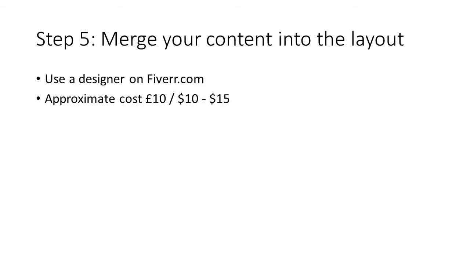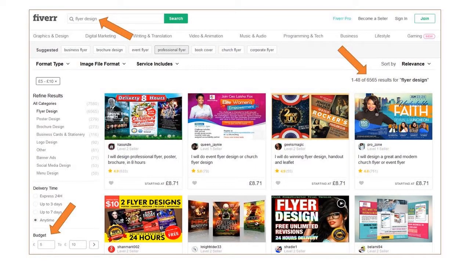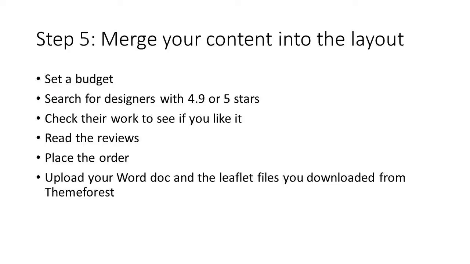Step 5 is to merge your content into the layout. We need to combine the copy that we wrote and the photo into the design layout. To do this, we need the help of a designer, and I think the best place for this is Fiverr.com. When you go to Fiverr, search on something like flyer design. You'll find that you get thousands of results. Use the budget fields in the bottom left-hand corner to reduce the cost down to $5 to $10.